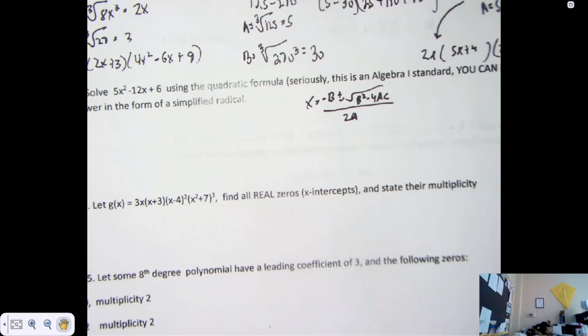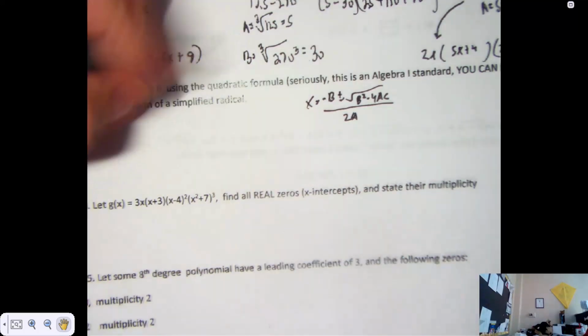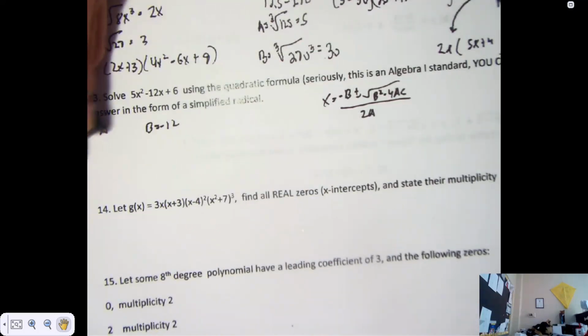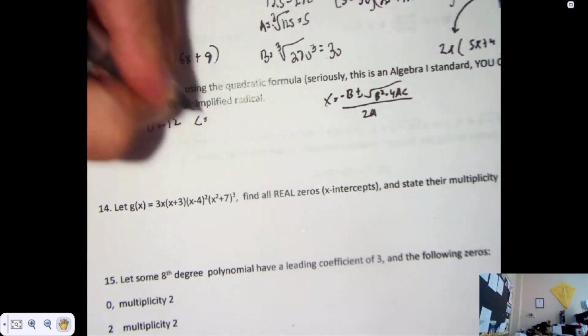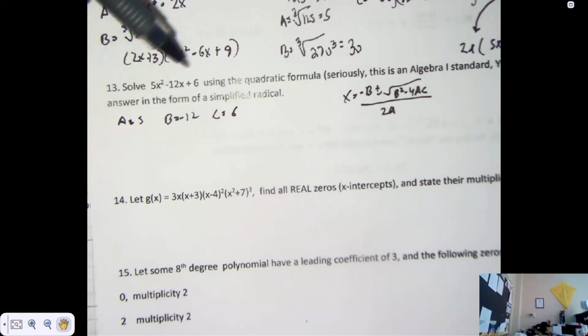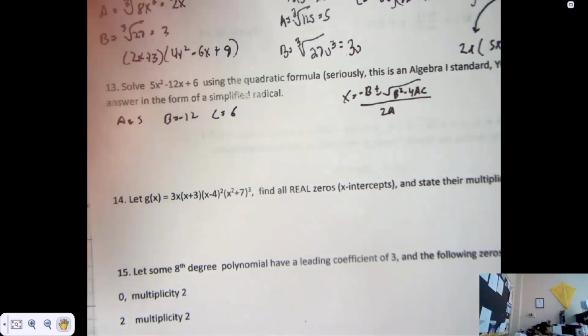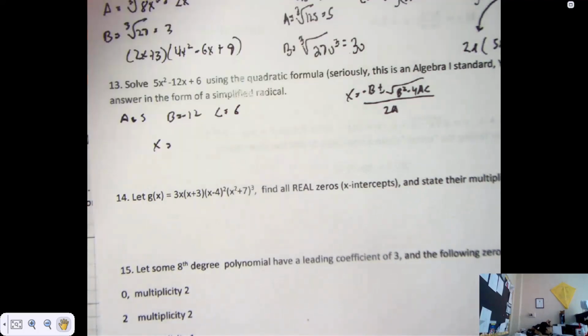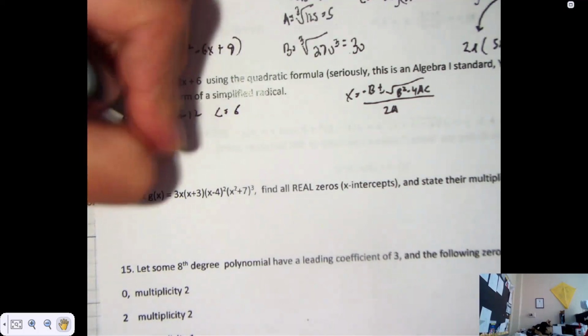What's B? B is negative 12. What's A? A is 5. What's C? 6. Now, a lot of times when I work these with you, I'll pull numbers out. Could you pull anything from 5, 12, and 6? No, it's as reduced as it gets. So you just plug into the formula. The opposite of negative 12 is 12.